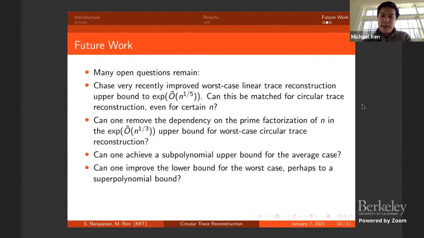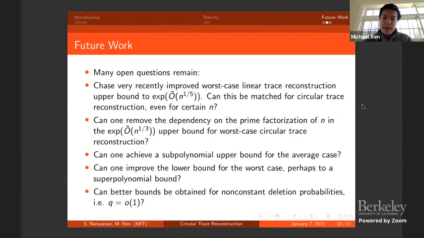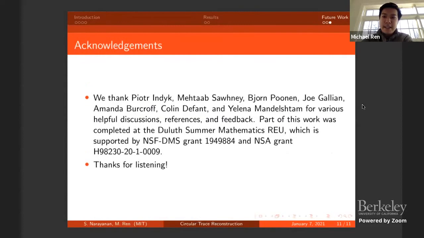Finally, can we get better bounds if the deletion probability tends to zero as n goes to infinity? So like non-constant deletion. And I think there's actually a talk later in the session regarding this. Okay, that's it. Thanks for listening to the talk.